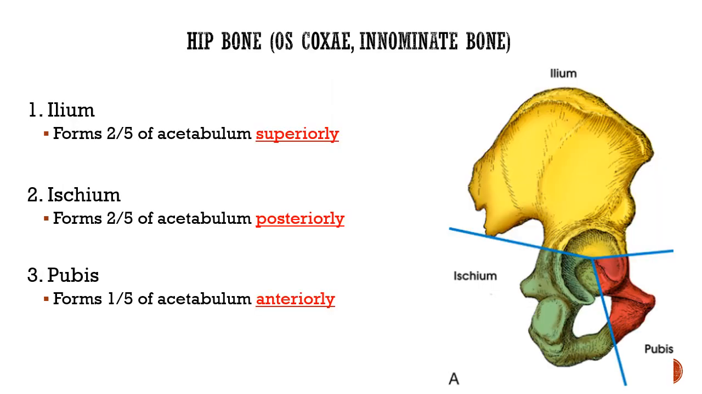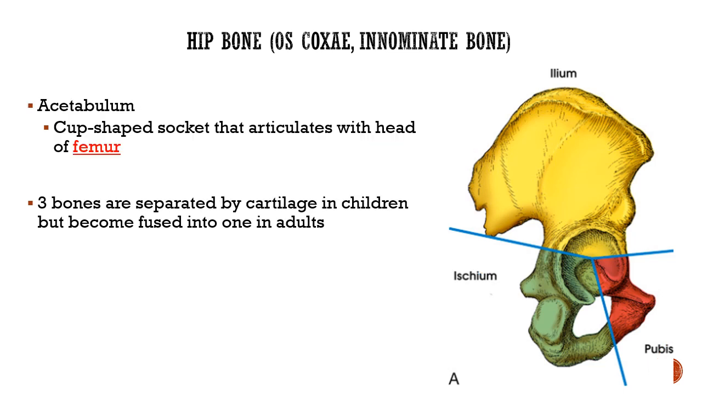The ilium forms 2/5 of the acetabulum superiorly. The ischium forms 2/5 of the acetabulum posteriorly, and then the pubis forms 1/5 of the acetabulum anteriorly. The acetabulum, which is the cup-shaped process, is going to articulate with the head of the femur, and the three bones are separated by cartilage in children but become fused into one in the adult.